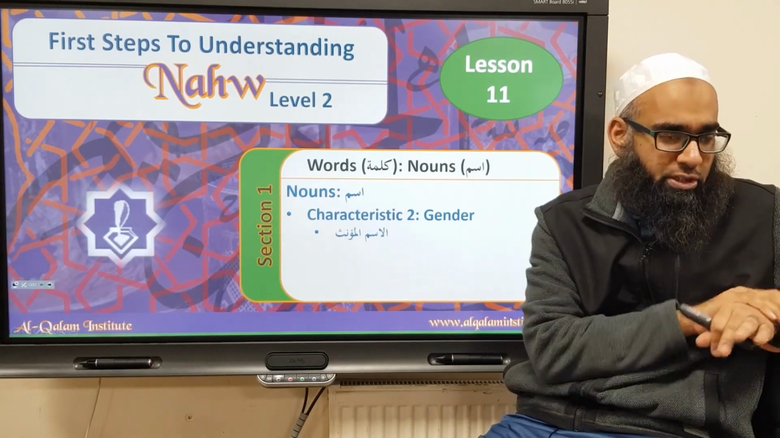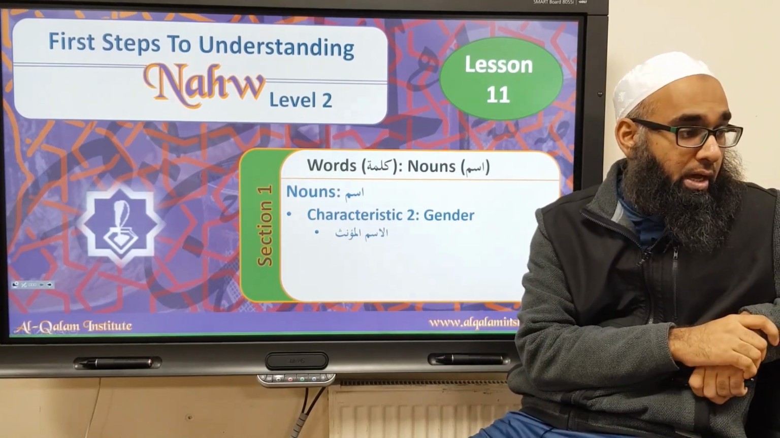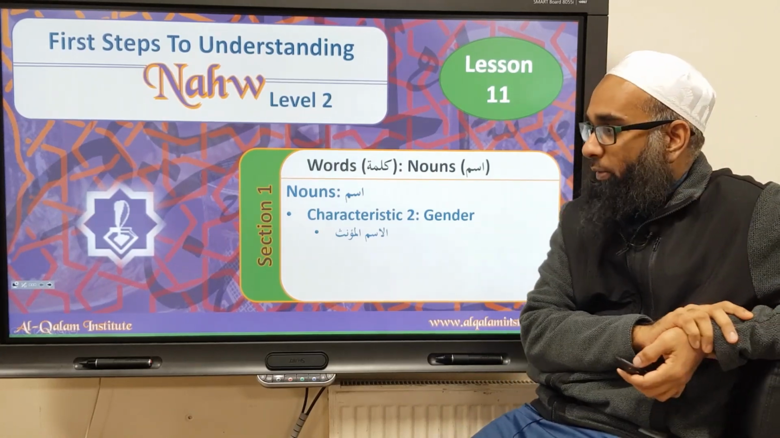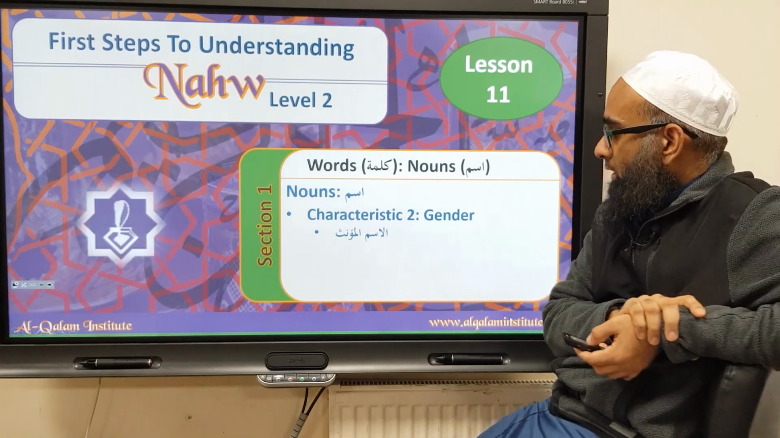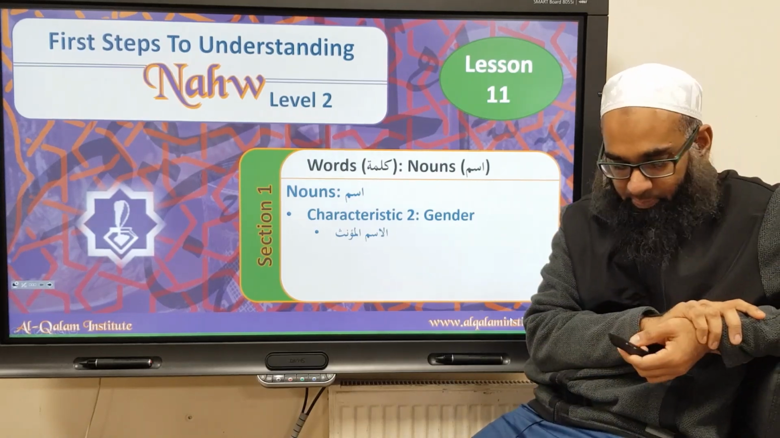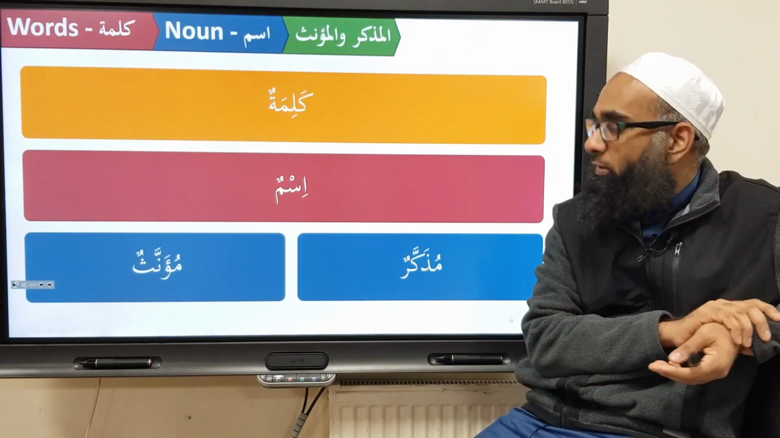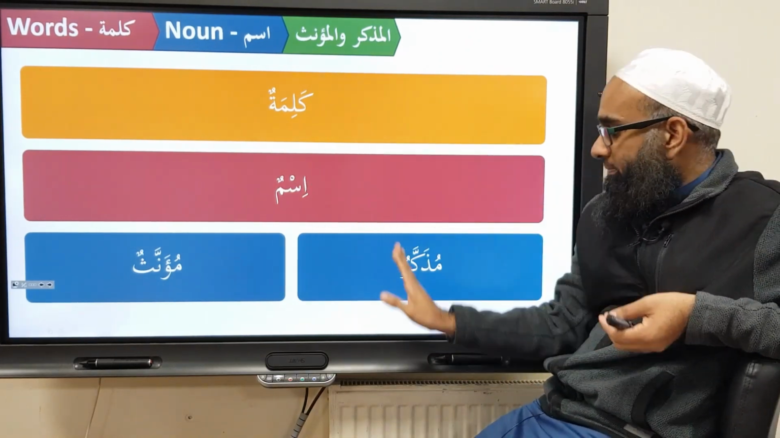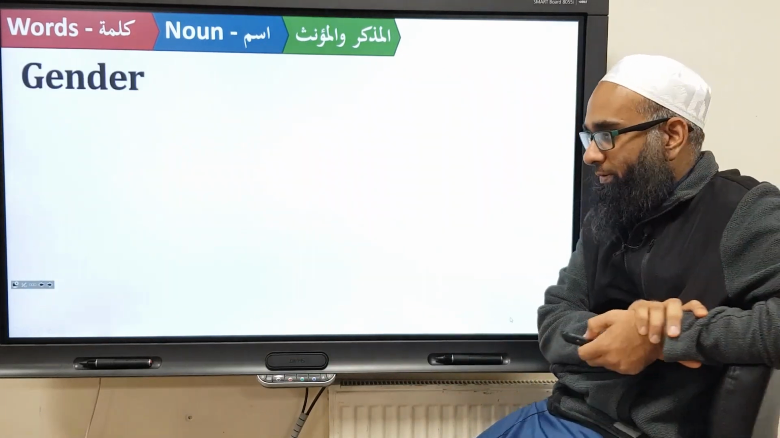So alhamdulillah, we finish our discussion regarding definite and indefinite. Now we're going on to characteristic number 2, which is gender. Okay? So we're going to discuss gender and particularly ismul mu'annath. We've done this before in part 1, level 1. That kalima, ism, in terms of gender, can be mudhakkar or mu'annath. We already know these terminologies from before.